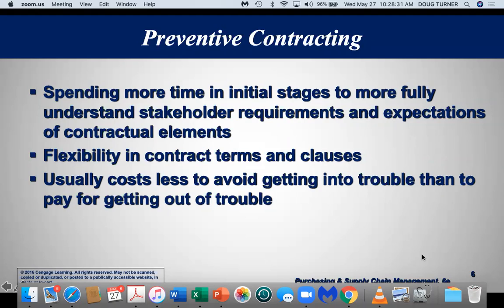And be flexible. Think about what's going on rather than just insisting on certain terms. And like it says here, it costs less to avoid getting into trouble than to get out of trouble, which is true. A little more time spent working on a clause or just adjusting a clause will pay off more than later on, when you get the whole legal team involved in lawsuits and whatever.